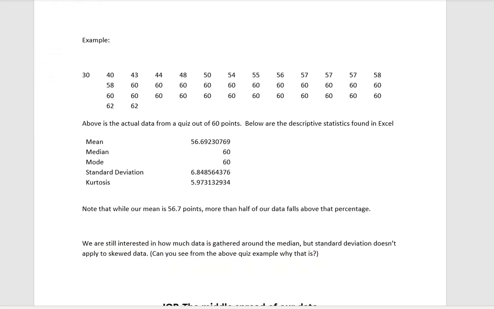So we have the raw data below for the histogram that we saw above, and what we can see is that the average is about 56.6, so what we saw above. The median is 60, and the mode is also 60. Okay, we have a standard deviation of 6.8, and then kurtosis, that's not something we're going to talk about in this class, so don't worry about it.